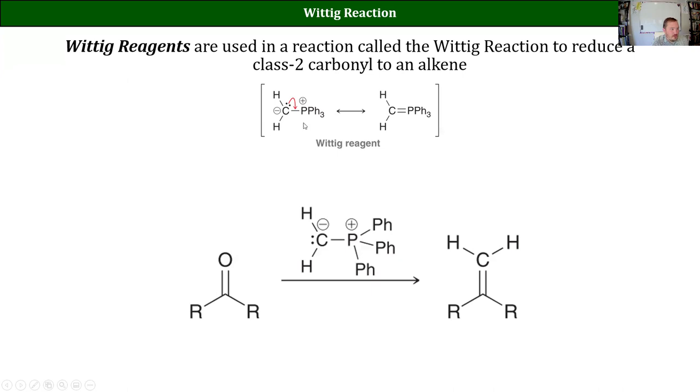So if we're going to reduce this, but not just turn it into carbon hydrogen bonds, the Wittig reaction is a way that we can basically replace the oxygen with a carbon. So it's almost like the anti-ozonolysis. Ozonolysis took a carbon-carbon pi bond and turned it into a carbonyl, right? This undoes that. This takes a carbonyl and turns it to an alkene.